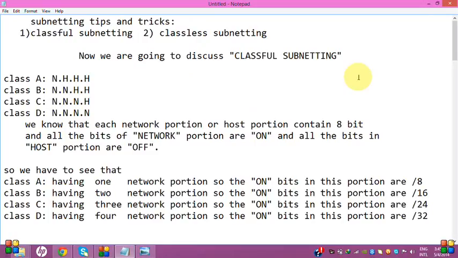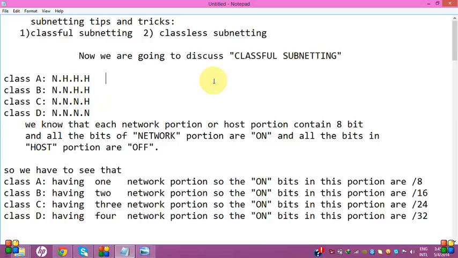There are two types of subnetting: classful and classless. Now we are going to discuss classful subnetting. You can see that class A has one network portion and three host portions, class B has two network portions and two host portions, class C has three network portions and one host portion. Similarly, class D has four network portions.